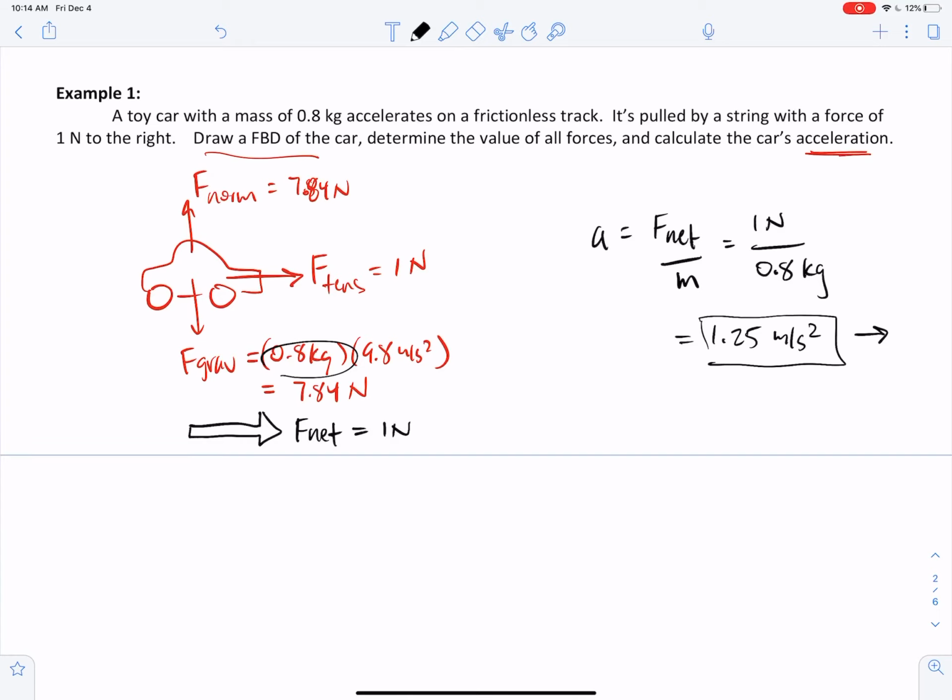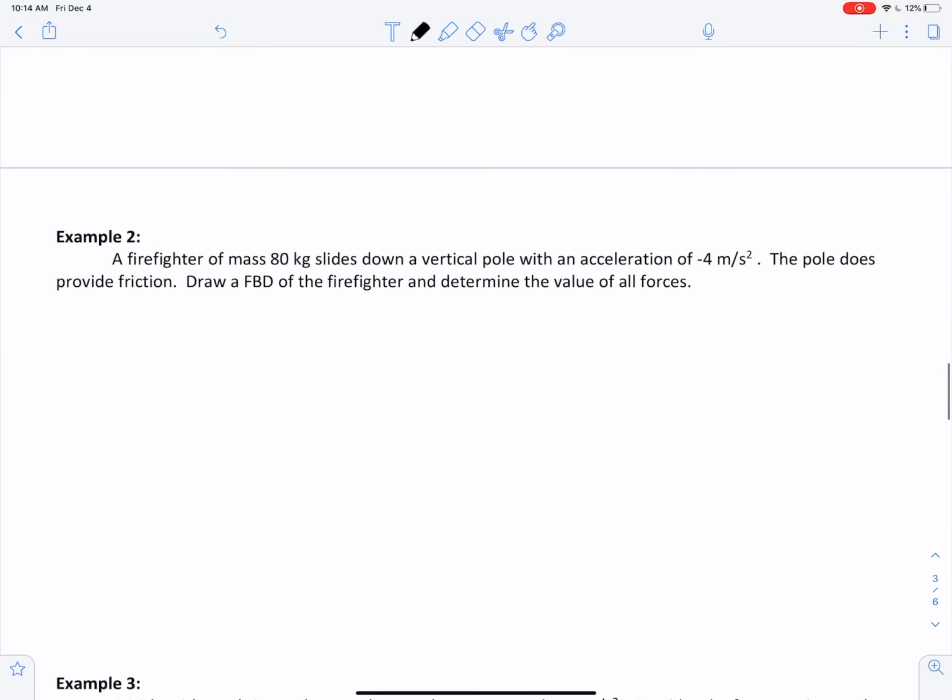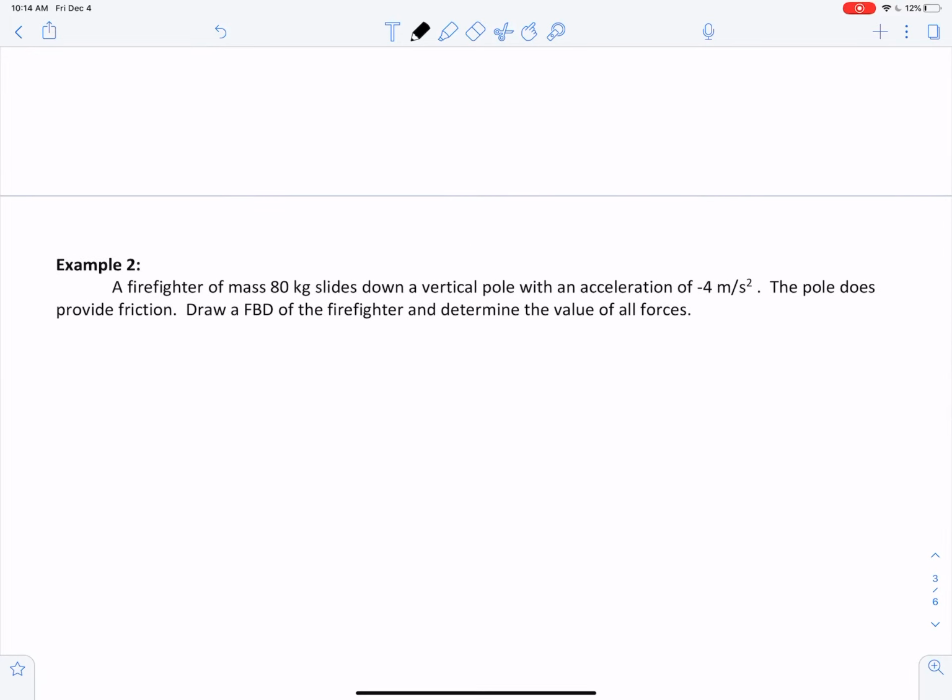Let's try another example. A firefighter of mass 80 kilograms slides down a vertical pole with an acceleration of -4 meters per second squared, right? Sliding downwards, accelerating downwards. The pole does provide friction. Draw a free body diagram of the firefighter and determine the value of all forces, okay?